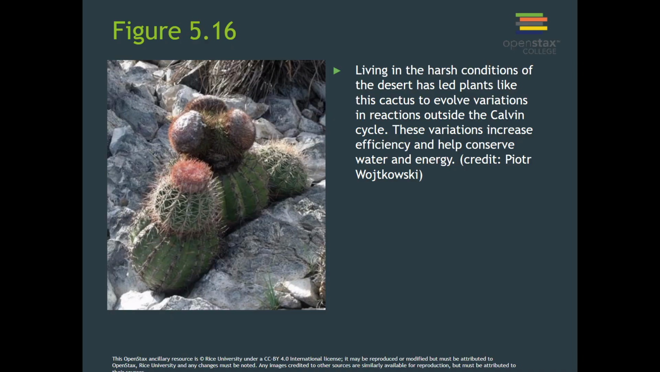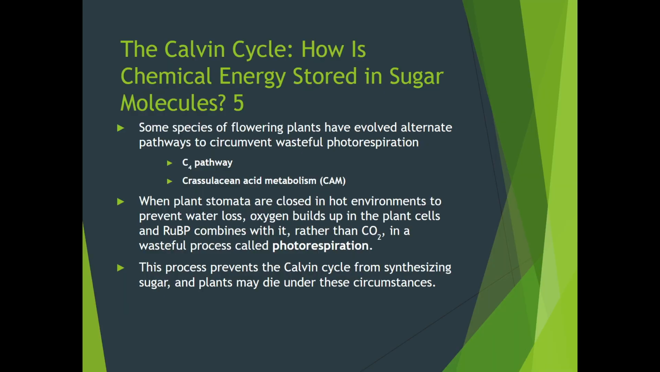So that leads us on to some other plants. There's other plants that live in harsh conditions, like those in the desert. This cactus actually had to evolve variations and reactions outside the Calvin cycle, and those variations are in order to increase efficiency and help conserve water and energy. So there are some other pathways besides the C3 pathway. There's the C4 pathway, and the CAM pathway, which stands for the crassulacean acid metabolism pathway.